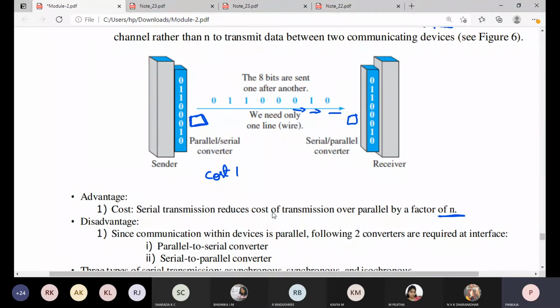Then what are the disadvantages? The disadvantage I told you: it requires converters at both sides, because within the device the data is transmitted in parallel. So when it is transmitting to the external link, it requires a converter to convert the parallel data into serial data. At the receiver side, the serial data should be converted back into parallel. So the cost of this converter is going to add to the disadvantage or the limitation.